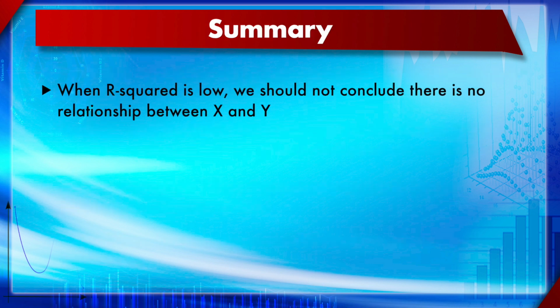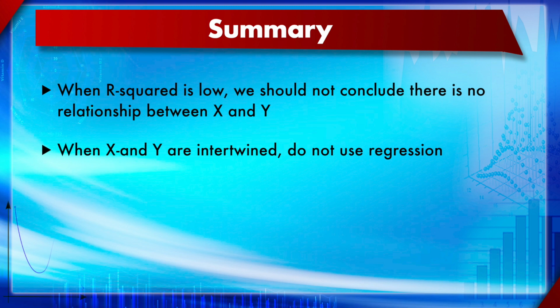So in summary, when the R squared is low, we should not conclude that there is no relationship between x and y. You can only say that there is no linear relationship. The relationship might not be linear. There might be some obvious relationship which is not linear. So when x and y are intertwined, do not use regression.